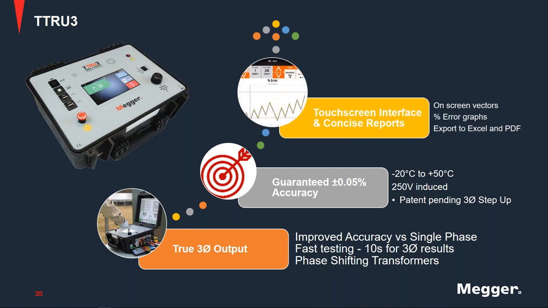And then finally, we have a touchscreen interface that comes standard on all of the models, and we provide you with concise reports. That touchscreen interface gives you on-screen vectors. We provide you with percent error graphs, and when you export, you get reports in Excel and PDF. So it makes reporting to your supervisors, your managers, very easy when you're using the TTRU3.